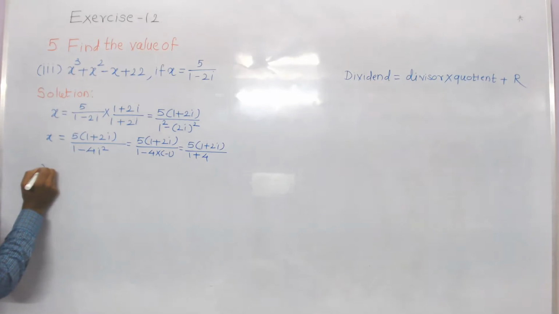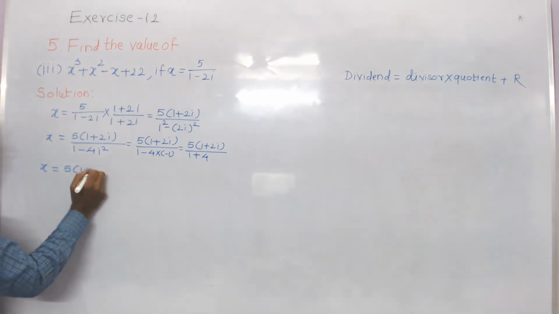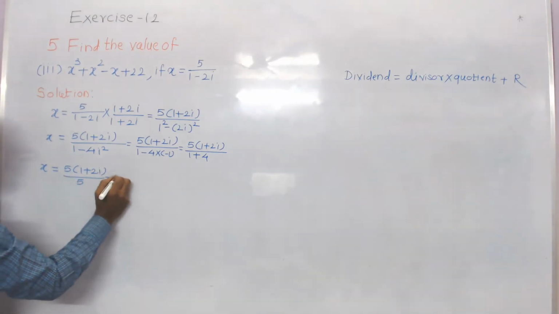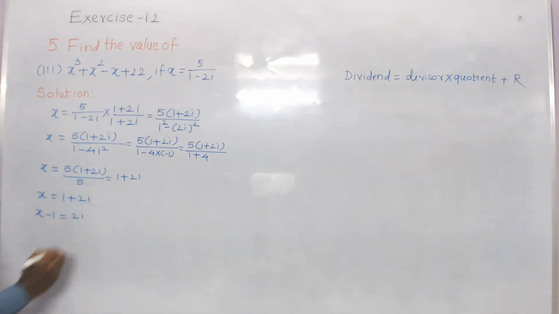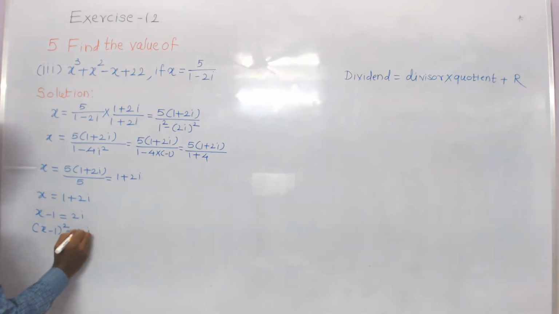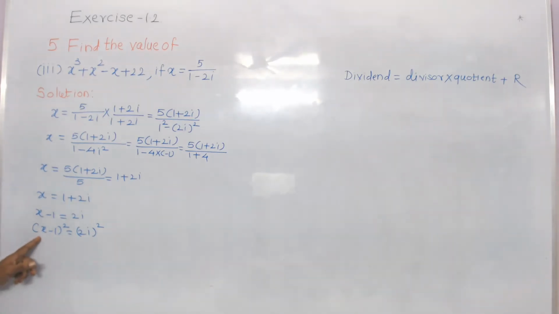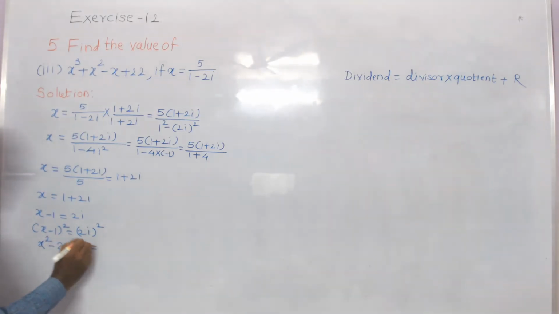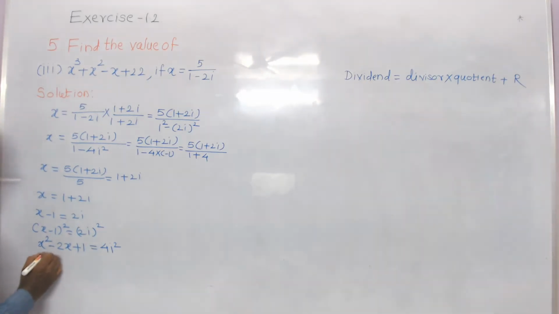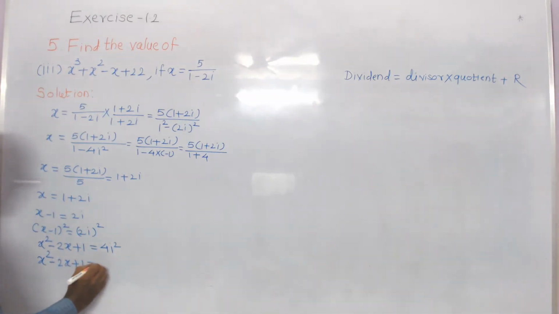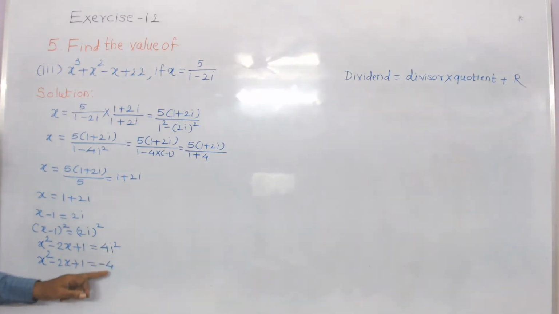Therefore here you will get x is equals to 5 in bracket 1 plus 2i upon 5. This 5 get cancelled, you will get 1 plus 2i. Therefore x is equals to 1 plus 2i, and this can be written as x minus 1 is equals to 2i. Now the squaring on both sides, here you will get x minus 1 bracket square is equals to 2i bracket square. Now we will simplify here, x minus 1 bracket square, then you will get x square minus 2x plus 1, and the square of 2i is 4i square. I square is minus 1, and hence this can be written as x square minus 2x plus 1 is equals to minus 4, because I square is minus 1, 4 into minus 1 is minus 4.